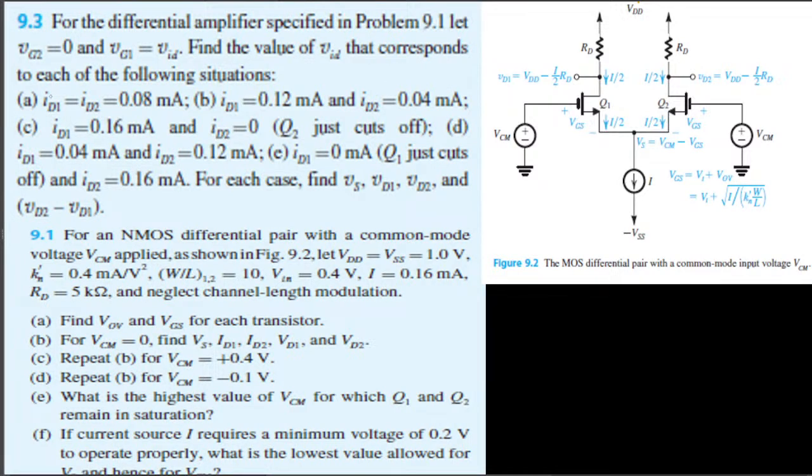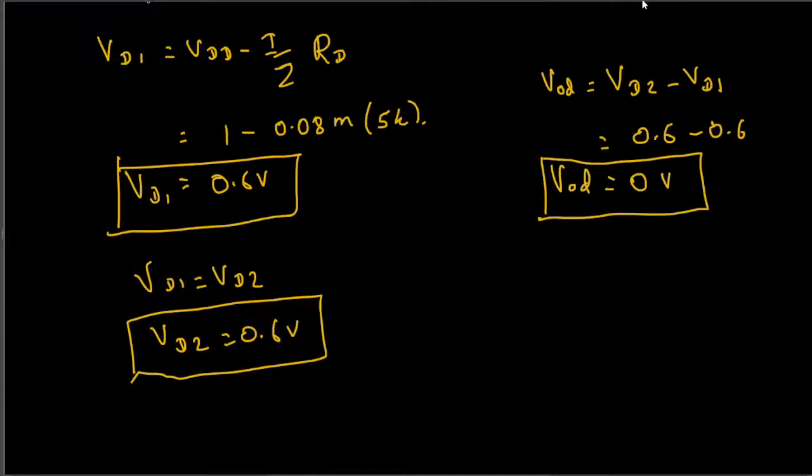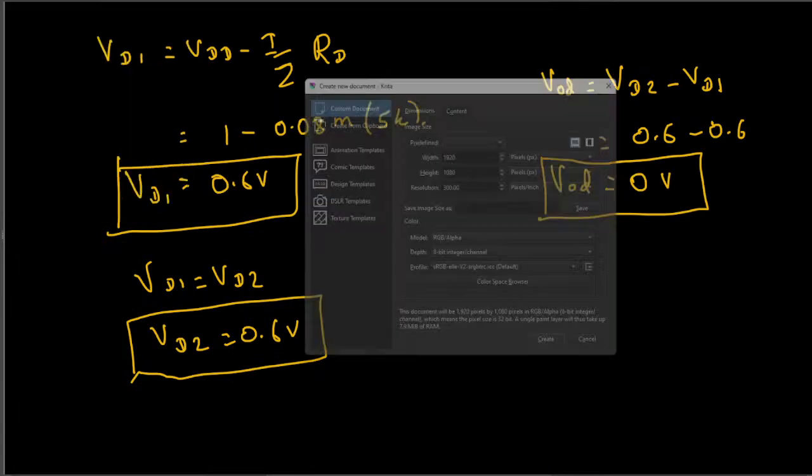Like in the previous question I did in the previous video, when currents are equal, we say that vG2 is equal to vG1. It only happens when currents are equal. So vG1 was 0 and it was easy to solve. But here these currents are not equal. We have ID1 0.12 and ID2 is 0.04. So we had to use an equation to derive the input differential voltage.